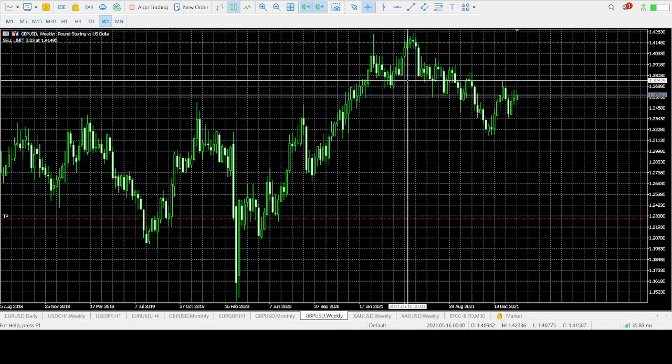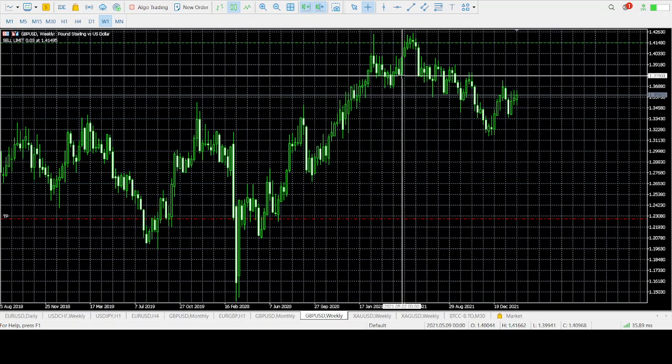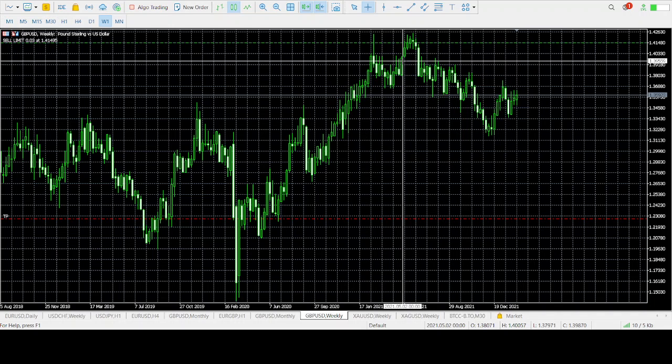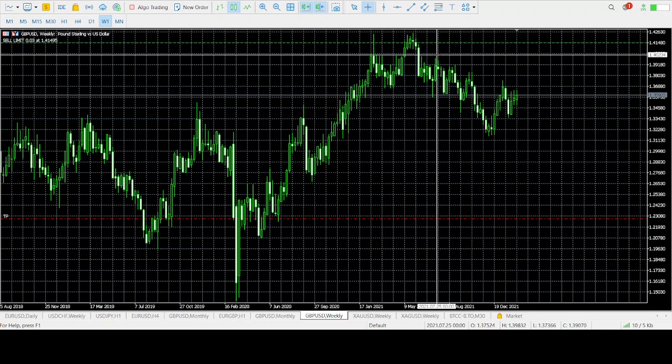If the body of the candle is transparent, it means that the price was going up, and if the body is white, then it means the price went down. It's the default setting on the MetaTrader, but you can change that yourselves. We don't want to touch that for now.